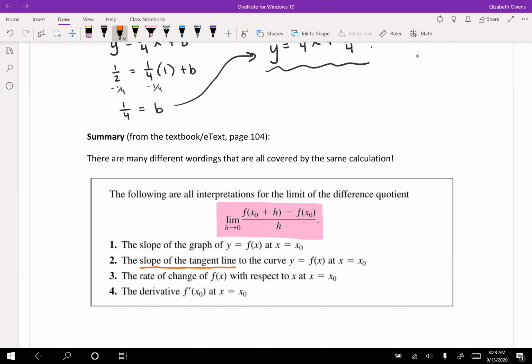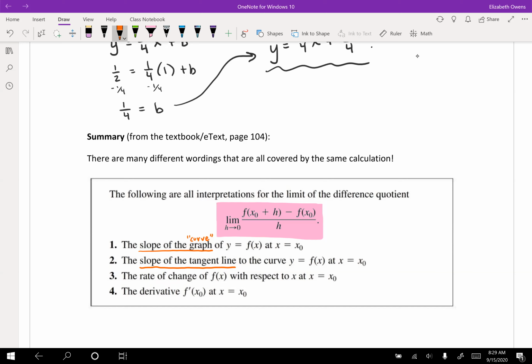So the slope of the tangent line to the curve y equals f of x at the point x equals x naught. Now, in chapter 2, they also used the phrase the slope of the graph or the slope of the curve. So this could say graph or curve there. So the slope of the curve or the slope of the graph is the same thing as the slope of the tangent line at that point.